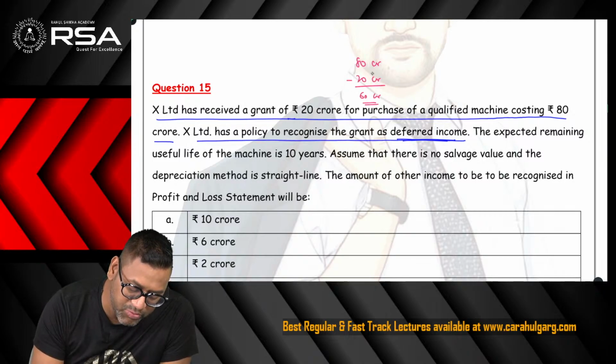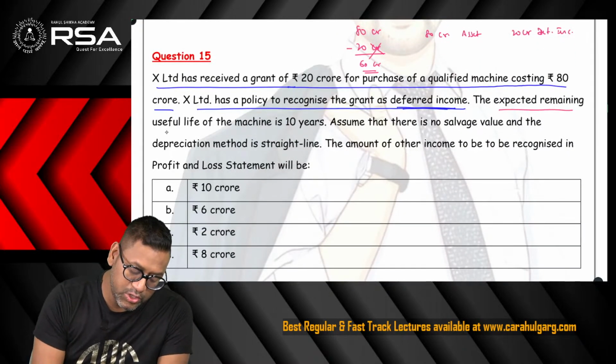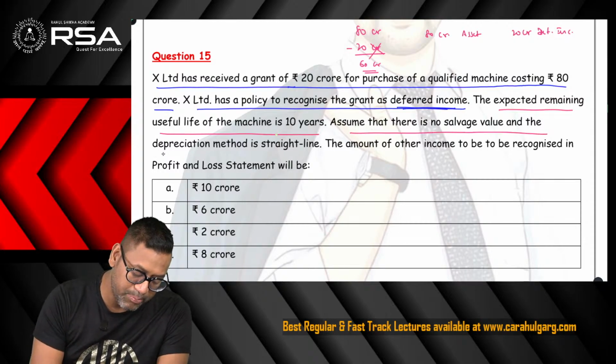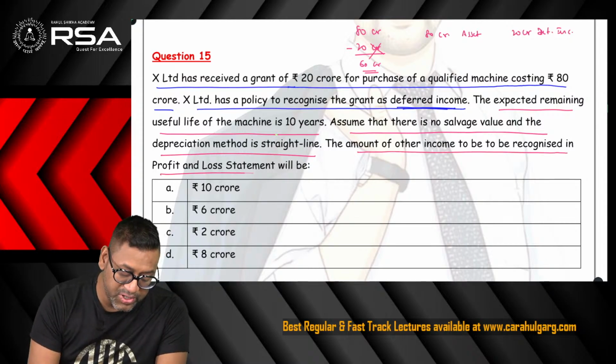This is called the deductive method. They are not doing this. They are saying 80 crore is the asset separately and 20 crore is our deferred income separately. Okay, fair enough. The expected remaining useful life of the machine is 10 years, assuming that there is no salvage value and the depreciation method is straight line. Amount of other income to be recognized in the P&L statement will be.